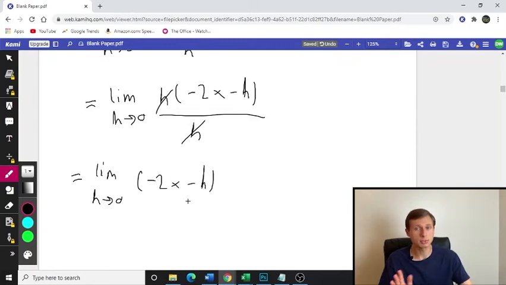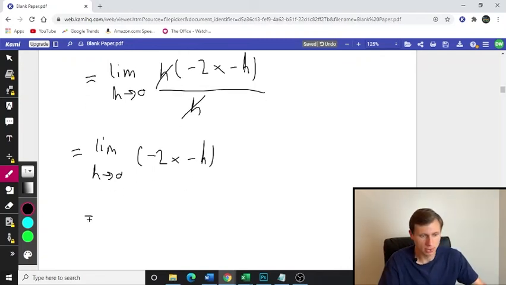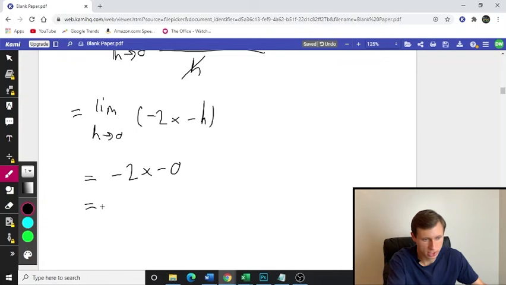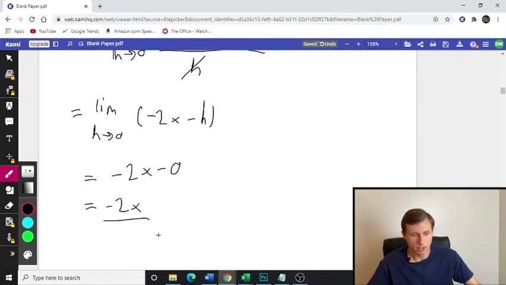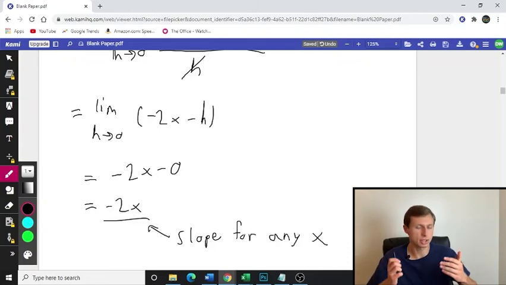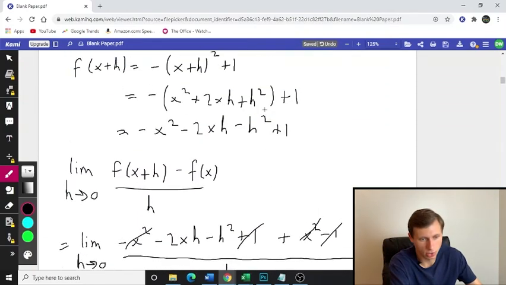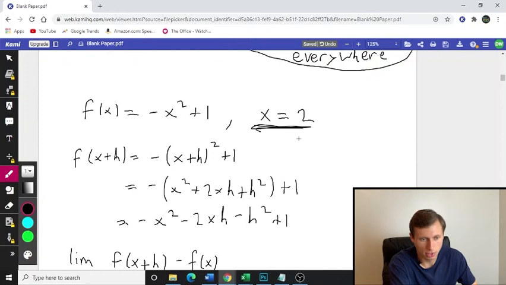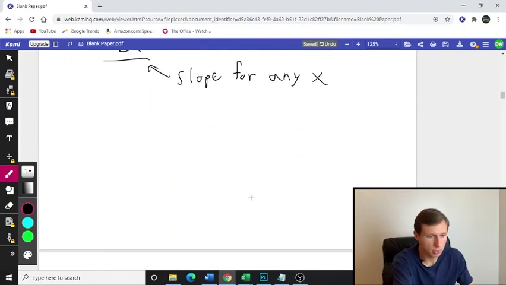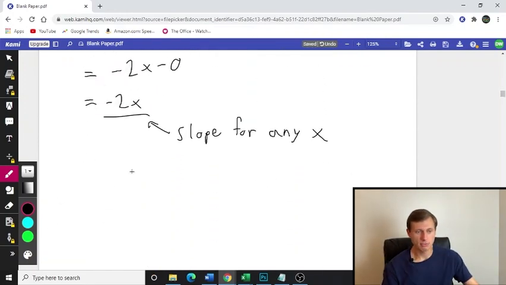And now what I'm left with is the limit as h approaches 0 of negative 2x minus h. At this point, I can do direct substitution. I can plug in 0 for h. And what I would get is negative 2x minus 0, which is negative 2x. And remember, this is the slope for any point x. If I plug in x, I get the slope at that point. And in the question, I wanted to find the slope at the point x equals 2. So all I need to do is plug in 2 for x, and I have the slope.